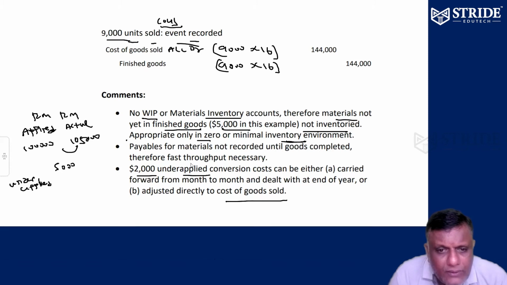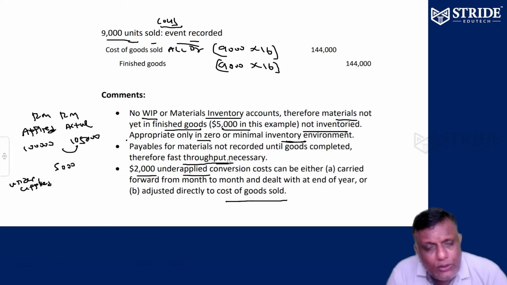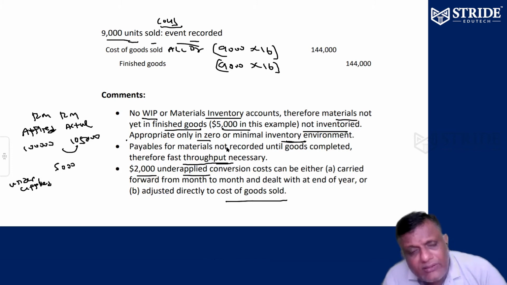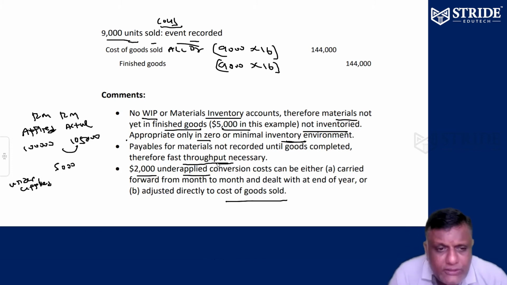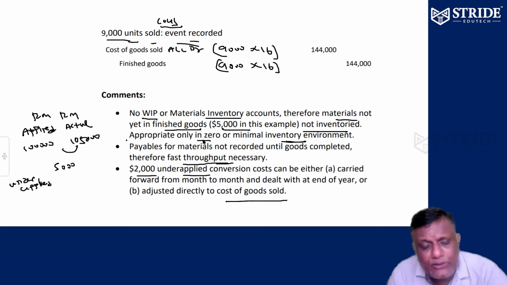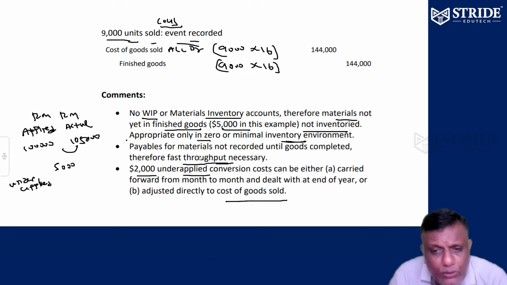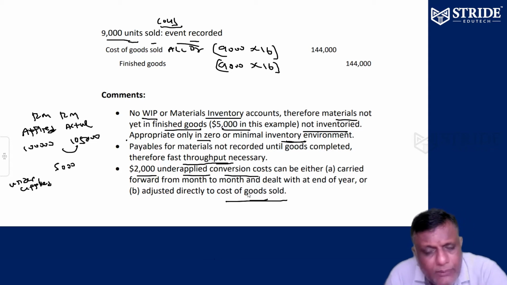Okay, right. So it is a fast throughput accounting, which means you have to take into account only conversion cost and COGS. Nothing else will be taken into account. So raw material, don't take into account. Conversion cost and COGS are the two trigger points, and only those are to be taken into account. So if there is any conversion cost under applied, please transfer it to COGS. Please debit COGS.